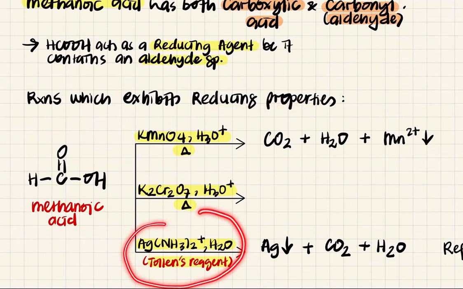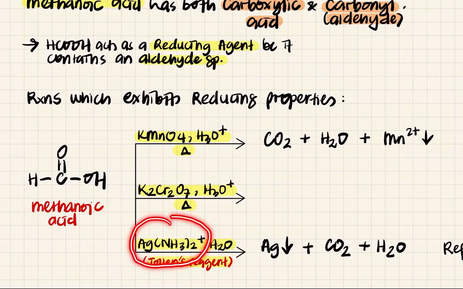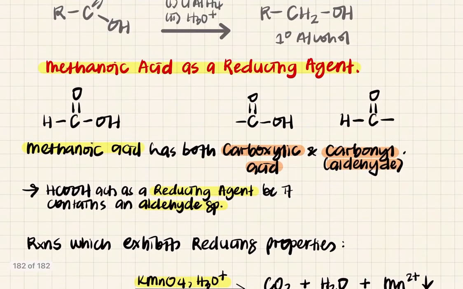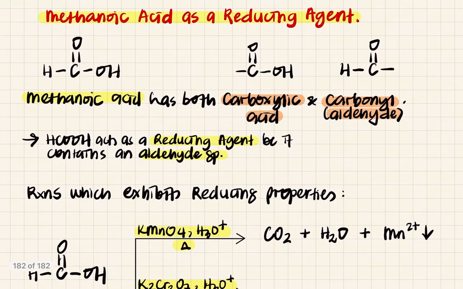Same case here, your methanoic acid will reduce your Ag(NH3)2+, your Tollens reagent. Daripada Ag tu dia ada +1 oxidation state, dia jadi Ag0. Maksudnya oxidation state dia 0. Okay. So this is explained because your methanoic acid has an aldehyde group dengan carboxyl group. Okay. The aldehyde group tu yang allow it to act as reducing agent.